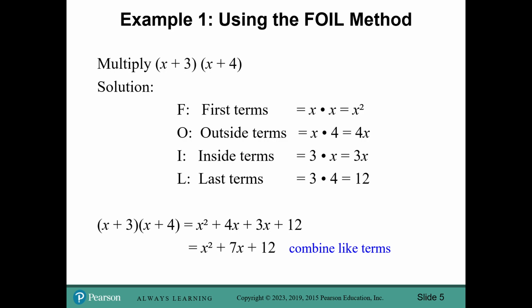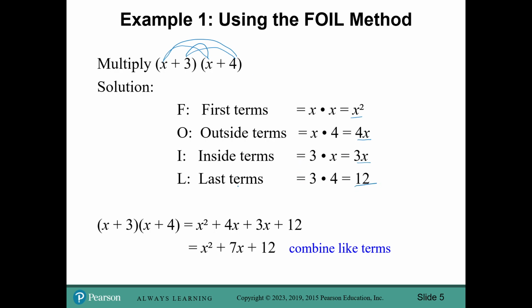Example 1 using the FOIL method. Multiply x plus 3 times x plus 4. Solution. Let's multiply the first terms. First terms are x times x, which gives us x squared. Let's multiply the outside terms. X times 4 gives you 4x. Let's multiply the inside terms. 3 times x gives you 3x. And then we will multiply the last terms. 3 times 4 gives you 12.